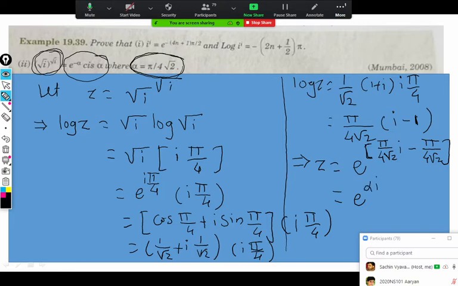I write e raised to alpha i into e raised to minus alpha. So e raised to minus alpha as it is, and that is cis alpha. And that's the required answer. You'll have e raised to minus alpha cis alpha, where alpha is pi by 4 root 2. That's one. This is not of this side. That is of the other side there. Otherwise you will confuse.